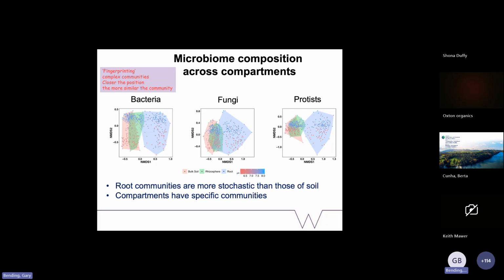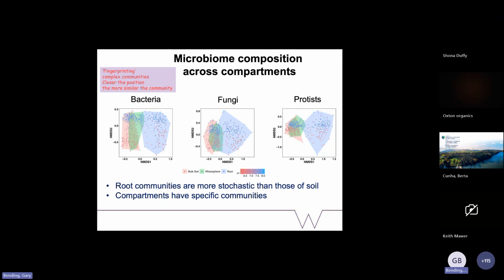The first thing that we did in terms of looking at the microbiome was look to see how composition compared across compartments: root, rhizosphere, and soil. That's what's displayed here. We have the 3 microbiome targets: the bacteria, the fungi, the protists. The fingerprint of the microbial community is shown in blue for the roots, green for the rhizosphere, and red for the bulk soil. Each of these different points represents a single sublocation within a field.